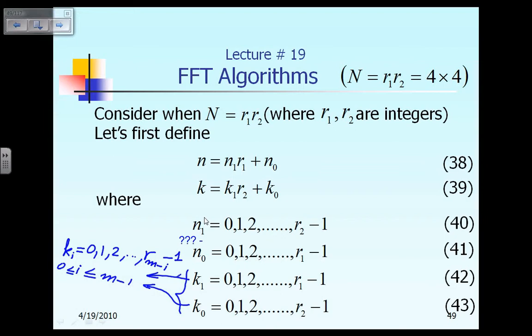So equations 42 and 43, which are applicable for the situation where capital N is equal to the product of two integers, can be generalized to the situation where capital N is equal to the product of three integers R1, R2, R3, or even up to Rm, in the way I just described here. But for this chapter, let us focus only on the situation where capital N is equal to the product of R1 times R2, and let's see what happens.